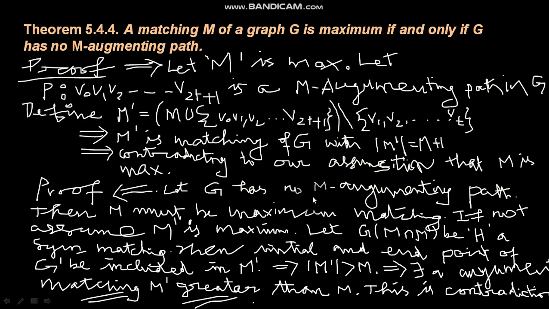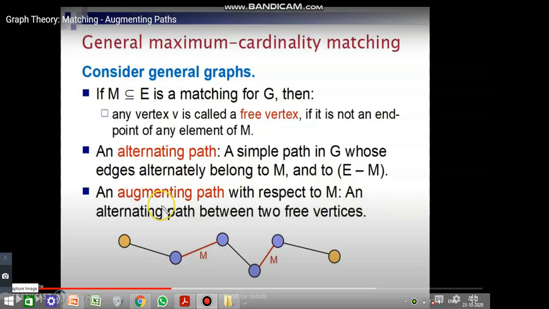Next is a very important theorem, and before that I want to give you a simple example about the alternating path and the augmenting path. Consider M. What is M? A set of independent edges, which is contained in the set of edges of G. Then any vertex is called a free vertex if it is not an end point of any element of M.